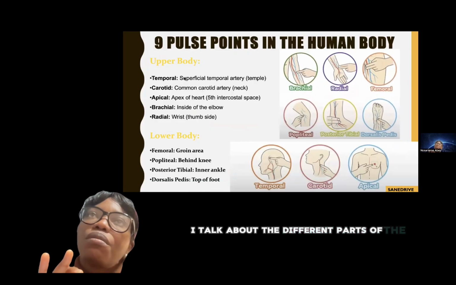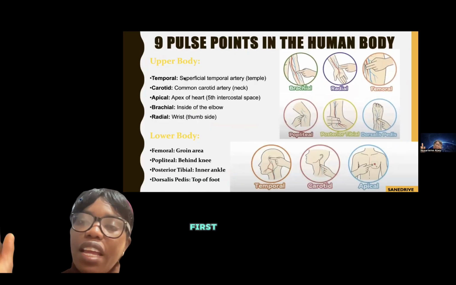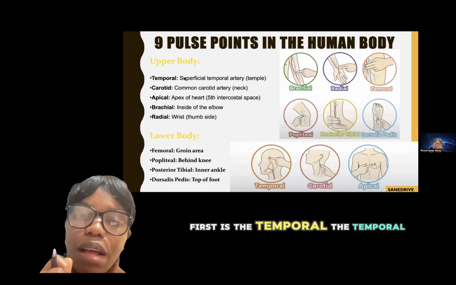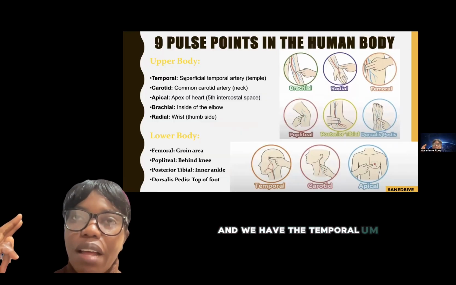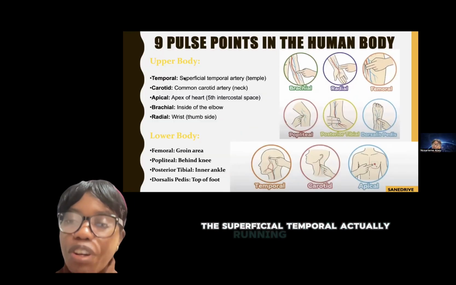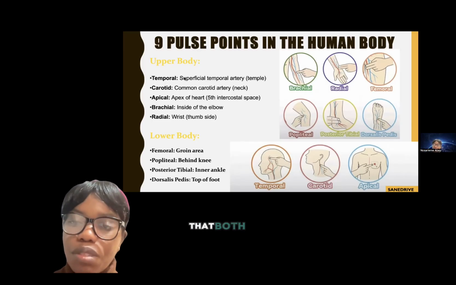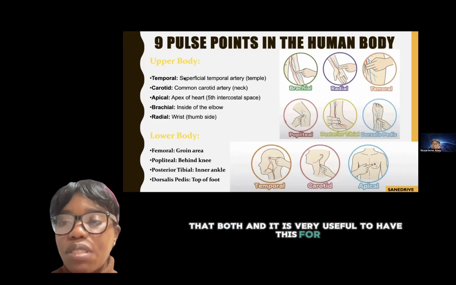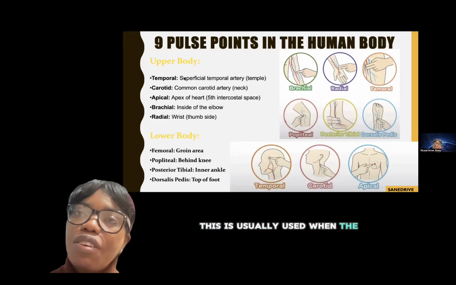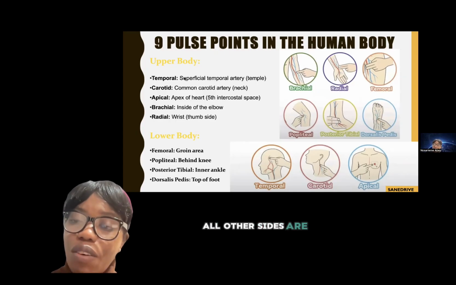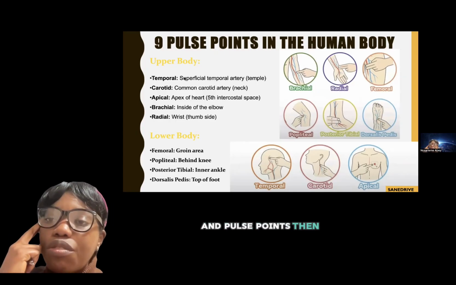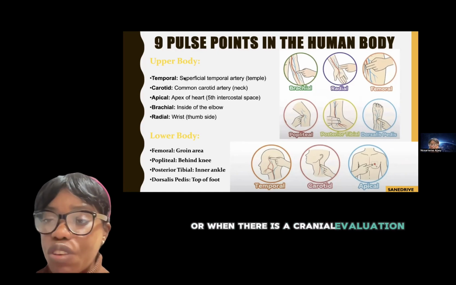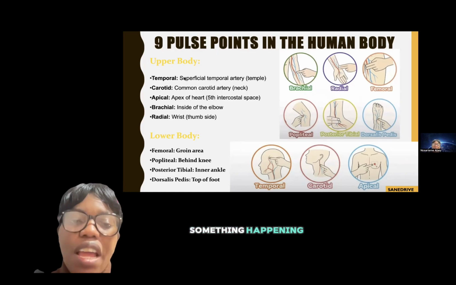I'll talk about the different pulse points that we have in the body. First is the temporal. The temporal pulse is what we feel at our temple, and we have the superficial temporal artery running through that place. That's where you feel that pulse. And it is very useful to have this pulse. This is usually used when other pulse sites are not accessible, maybe during an event and you are not able to access other pulse points, then you take the temporal pulse, or when there is a cranial evaluation or cranial procedure, something happening around the temple.